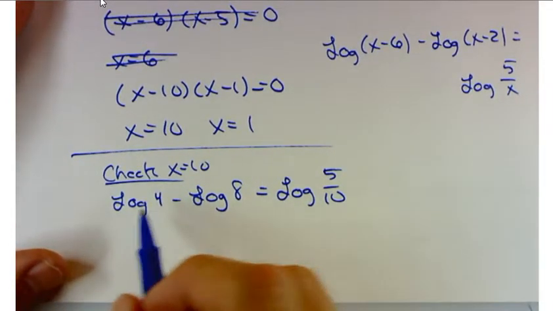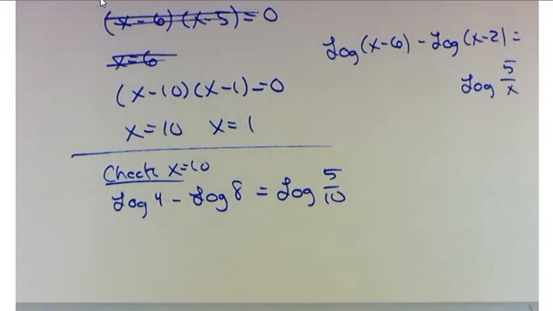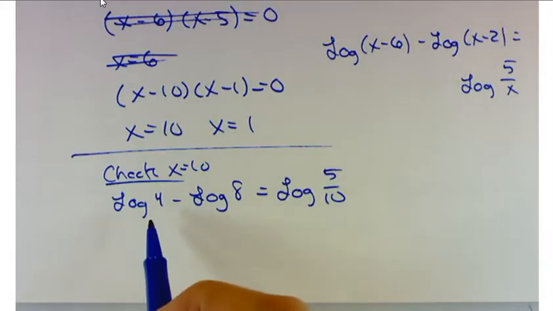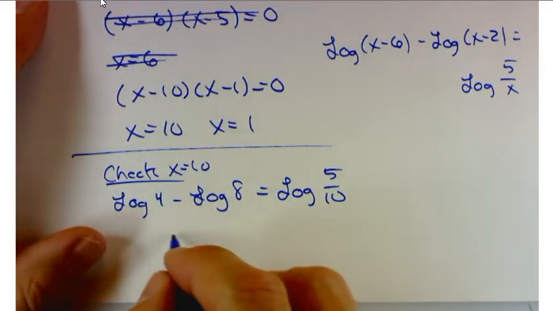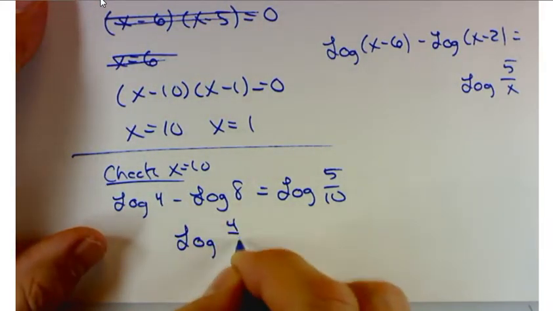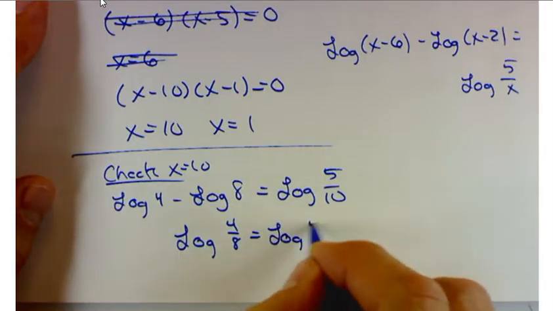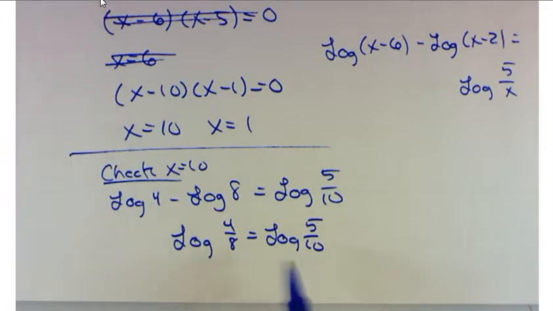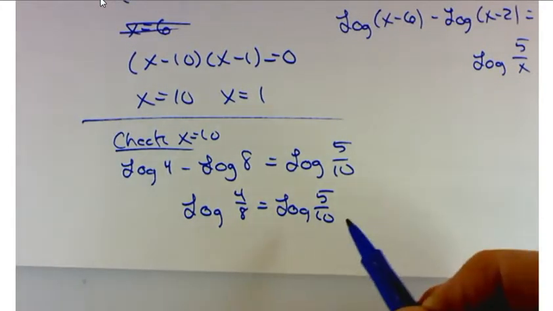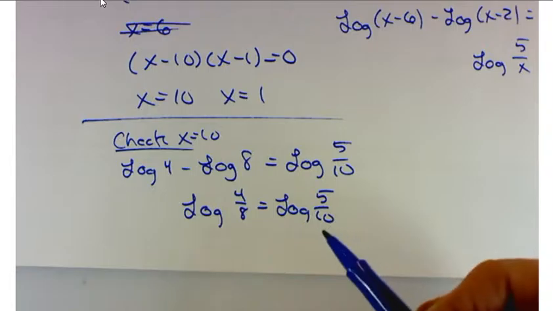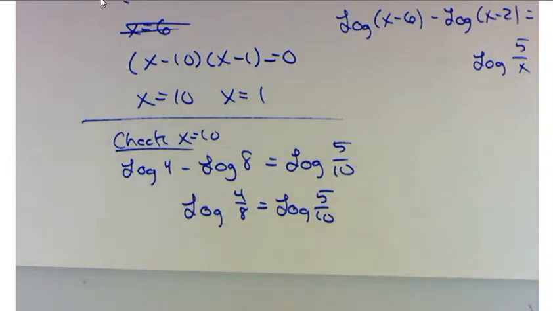So if you're just trying to get by with the minimum amount of effort, you can say, okay, well, I think and I hope that's fine. Because you don't end up with the log of any negative numbers. And it actually does check if you play around with it just a slight bit. You get the log of 4 over 8 using your quotient rule is a log of 5 over 10. Why is that true? Yeah, you're taking the log of 1/2 on both sides. So it checks. How about the other one?